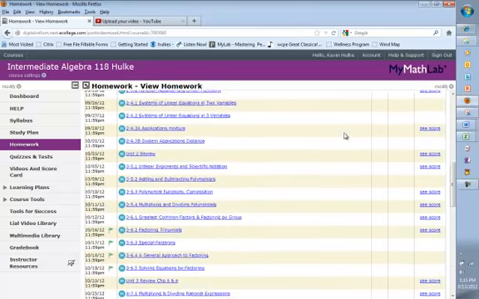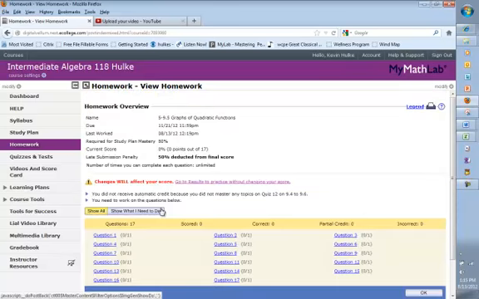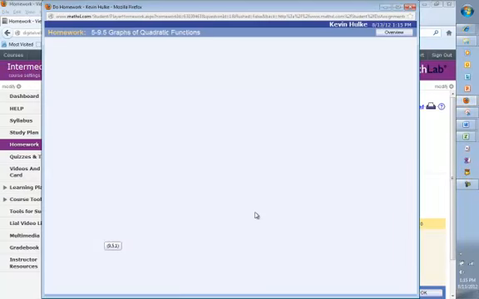We're on a roll now. Today we're doing lesson 9.5 and we're going to be graphing quadratic functions.